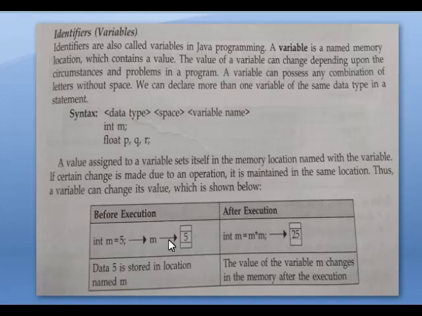So after execution, here we applied one formula, m equal to m into m. So what is the value of m here? 5. So 5 into 5 is 25. So the value 25 is stored in the memory location m after execution. The value of the variable m changes in the memory location after execution.